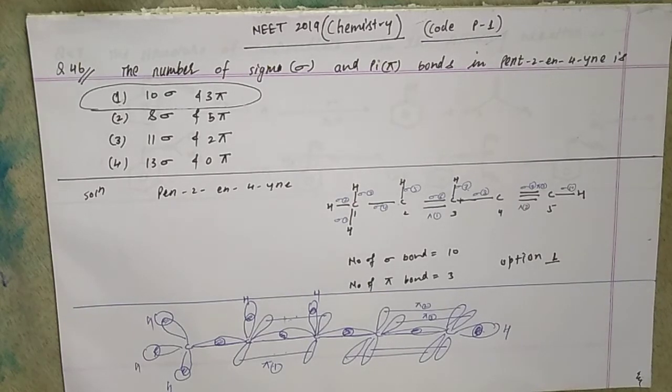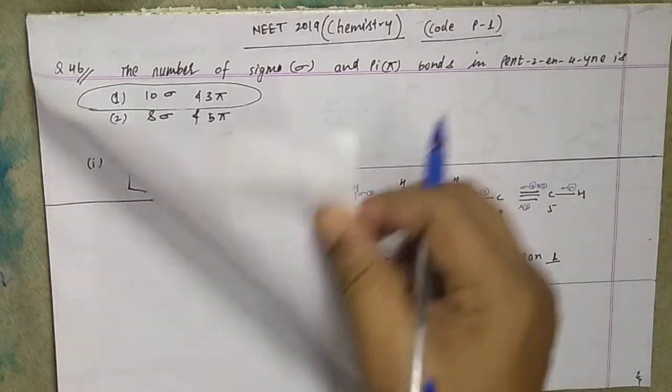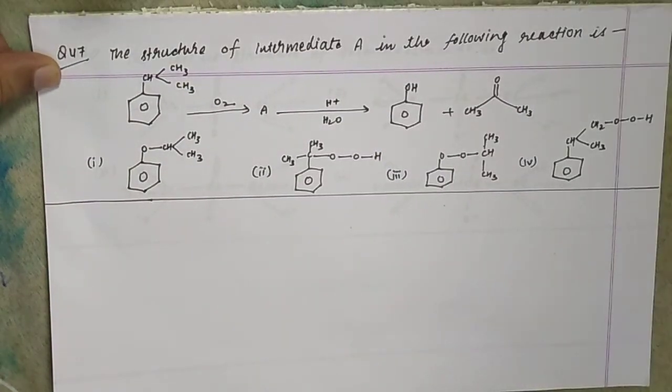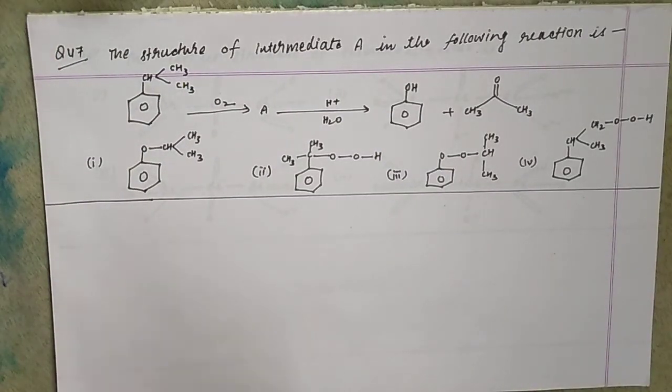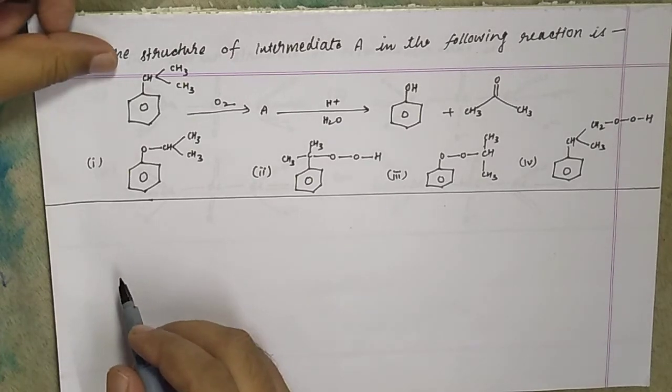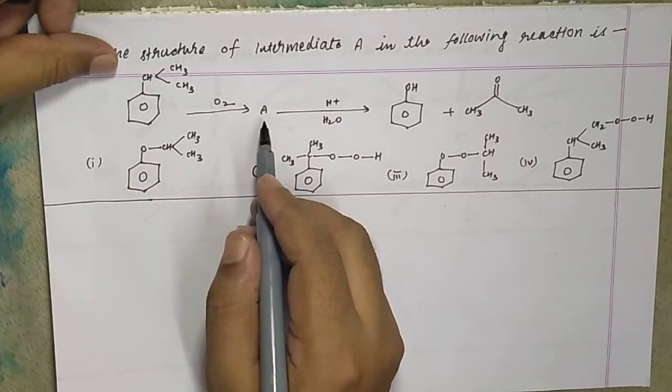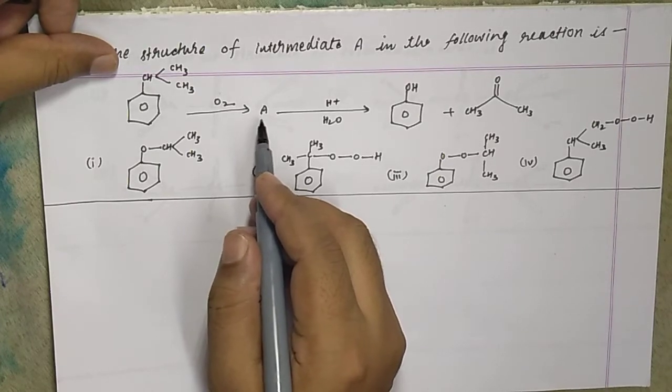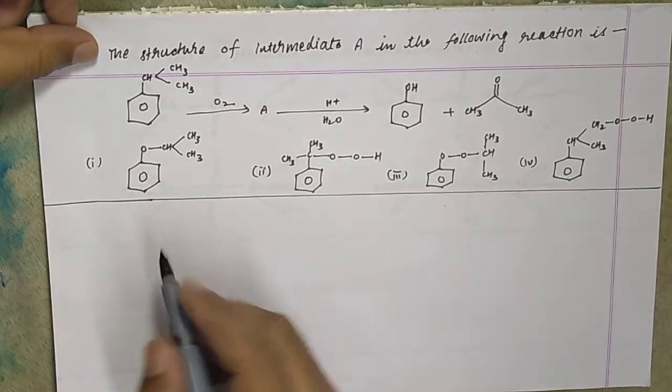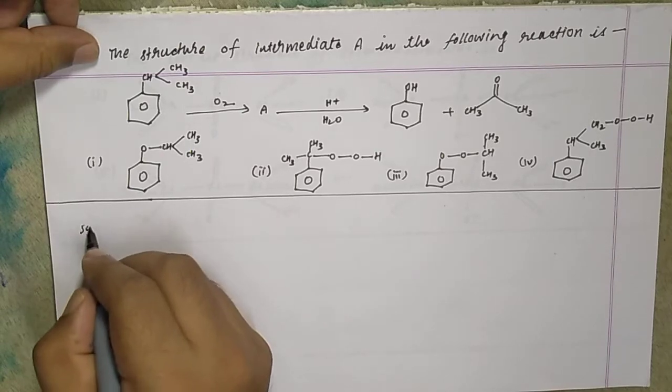Now we will go for the next question, question number 47. Let us see what question number 47 is. The structure of intermediate A in the following reaction is. One reactant is given which is reacting with oxygen giving A, and they are asking the structure of A. So let us see the solution of this.